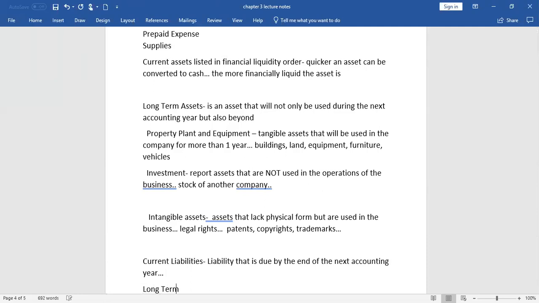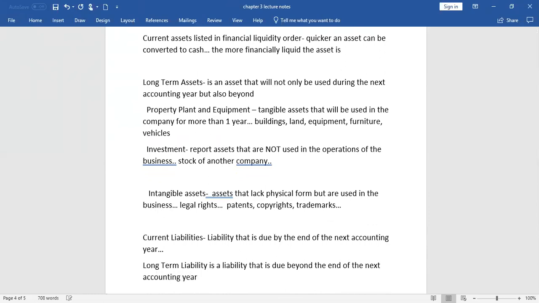So a long-term liability, of course, then is a liability that is due beyond 1 year or the next accounting cycle. Accounting cycle or year, it's always a year. So this one's pretty straightforward compared to the assets. Like I said, unless they tell us differently, the assumption is our liabilities are due within a year.